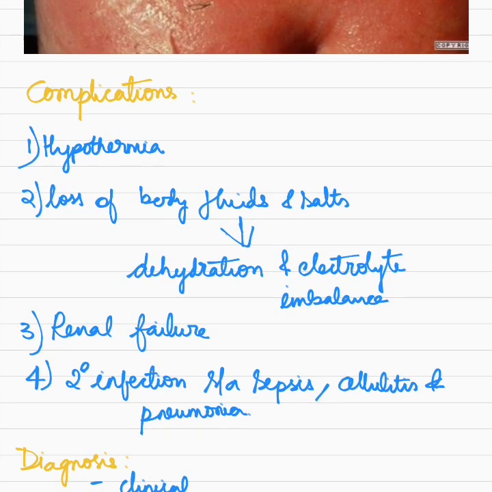Coming to the complications, hypothermia, loss of body fluids and salts leading to dehydration and electrolyte imbalance, renal failure, and secondary infections such as sepsis, cellulitis and pneumonia can occur.